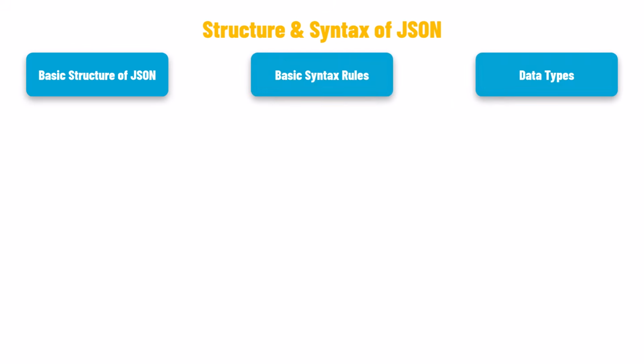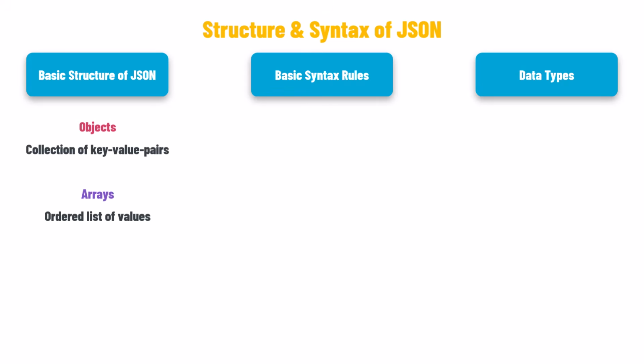Data types. Let's start with the first one, the basic structure. JSON is built on two basic structures. A collection of key-value pairs. In various languages, this is realized as an object, record, dictionary, hash table, keyed list, or associative array. An ordered list of values. In most languages, this is realized as an array, vector, list, or sequence. In other words, JSON consists only of two parts, objects and arrays.